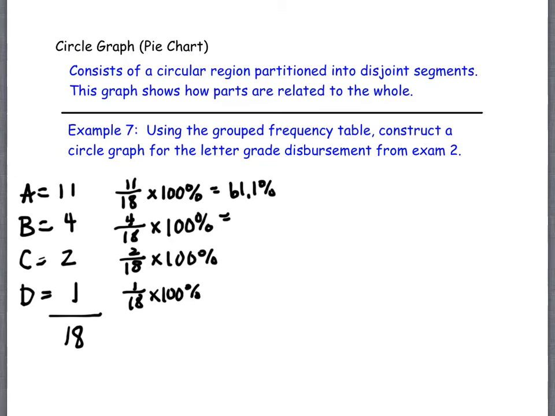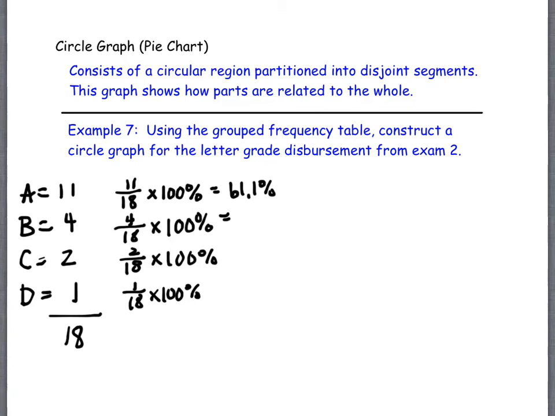Okay. Now, before we move away from that and go to the next one, I'm also going to need to know how much of a circle that is. So how many degrees are there in a circle? 360. Excellent. Some of you have had math 3. All right, so 360 degrees in a circle, and 61.1% of that is this letter grade A.